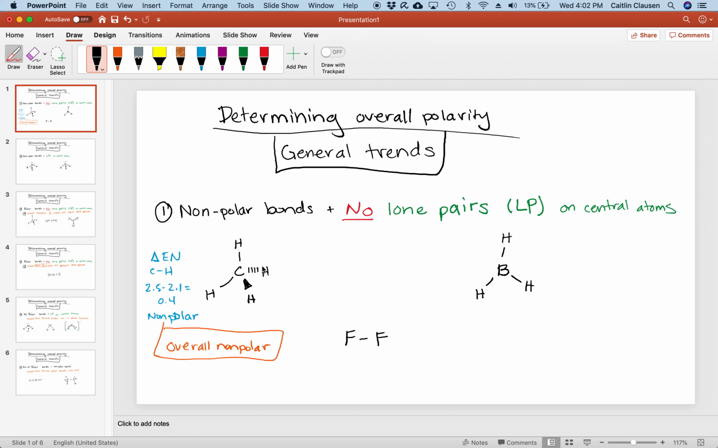For diatomic molecules where it's the same element on either side, those are always going to be non-polar, because your delta EN for fluorine minus fluorine is 4.0 minus 4.0, which is equal to 0.0. If the bond is non-polar, the molecule is overall non-polar.